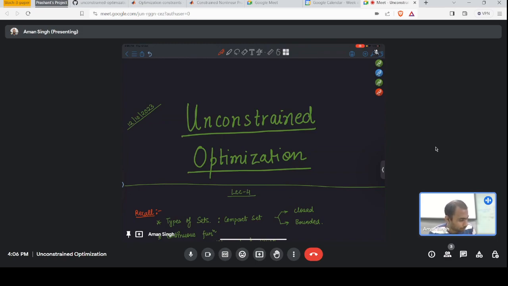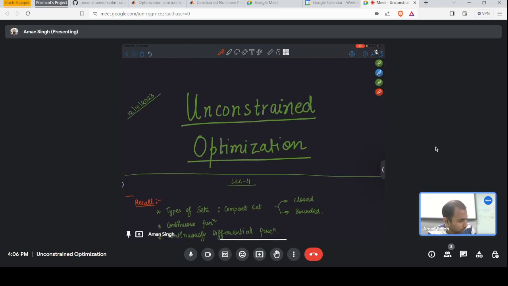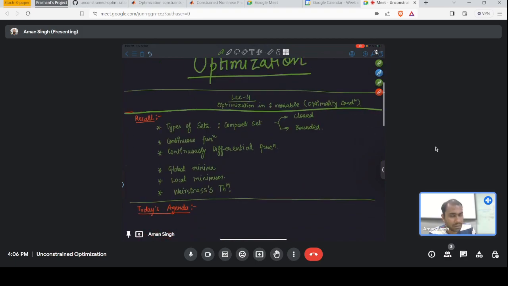So the name of today's lecture is Optimization in one variable, and we'll discuss optimality conditions. Basically, what are the necessary and sufficient conditions for a point to be a local minima in one dimension. So what does that mean? We'll mathematically formulate it later, but first recall what we did in the last few lectures.